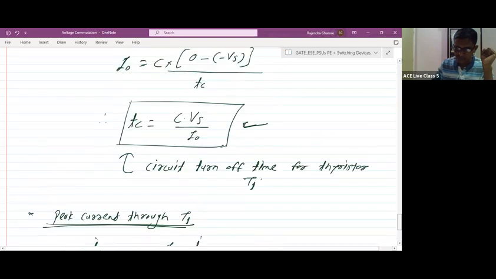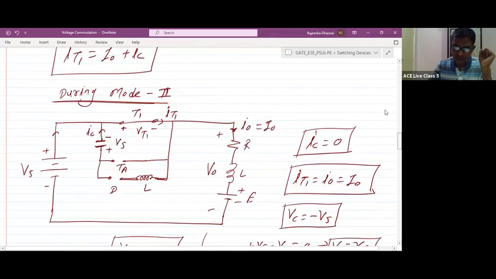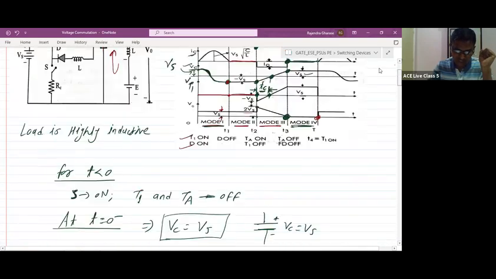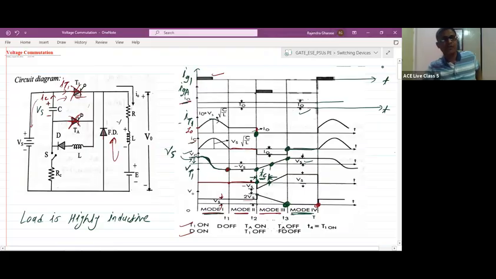Next, what about the peak value of current flowing through the auxiliary thyristor? Can anyone answer? We have not drawn the waveform of auxiliary thyristor current, but we can draw it. From the circuit operation, we can find the peak value of current flowing through the auxiliary thyristor. Come on, what will be the peak value?